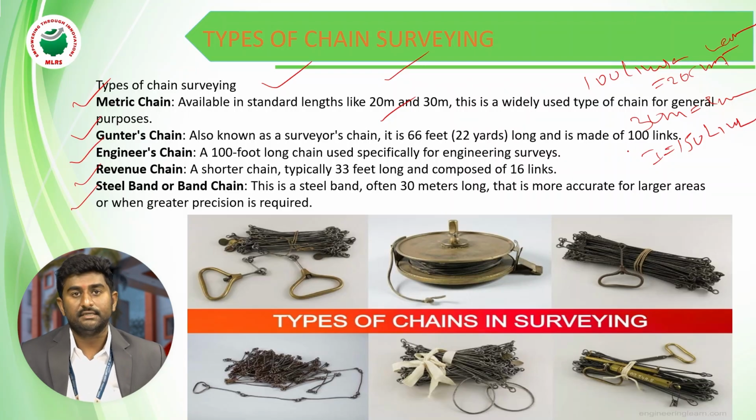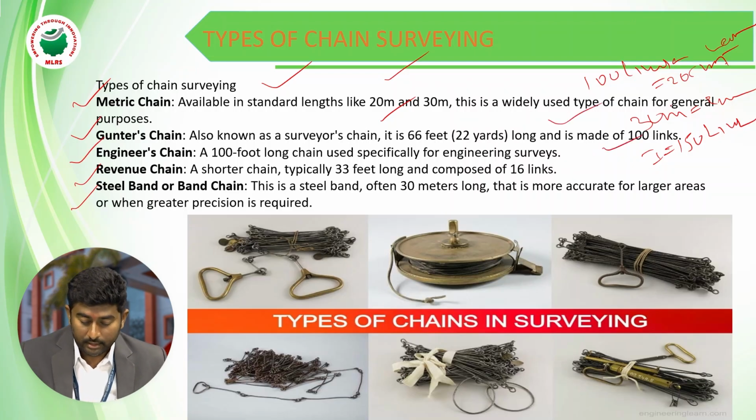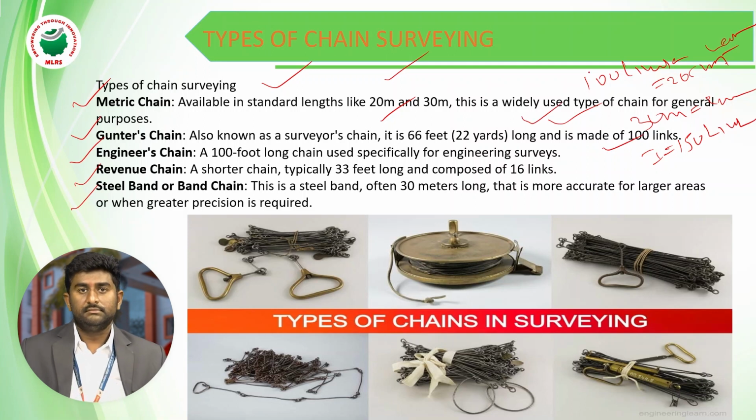Next, Gunter's chain. This Gunter's chain has a length of 66 feet. Each link is 0.6 feet. It has 100 links.